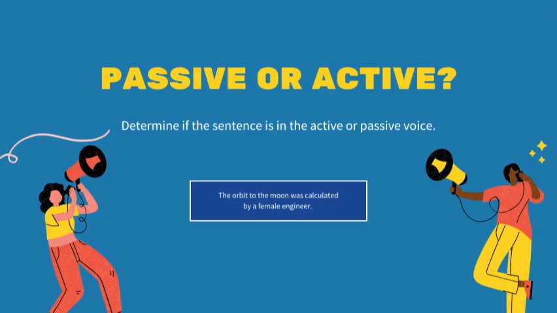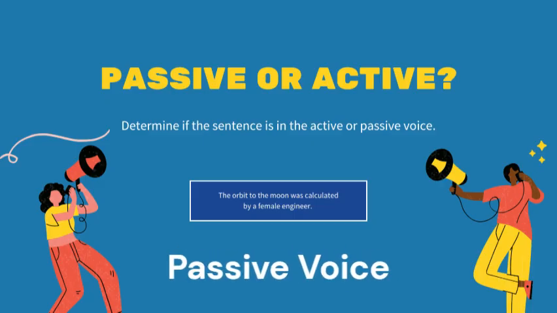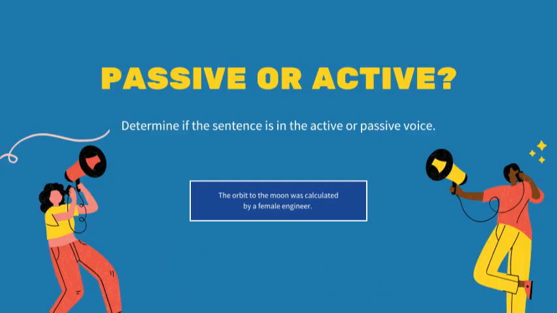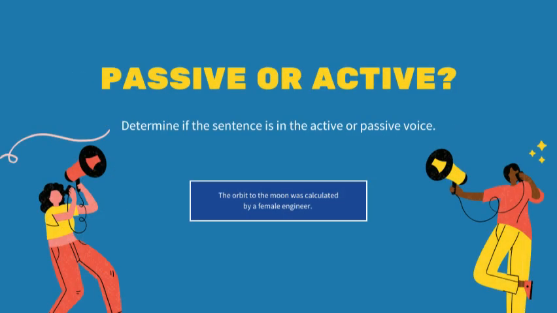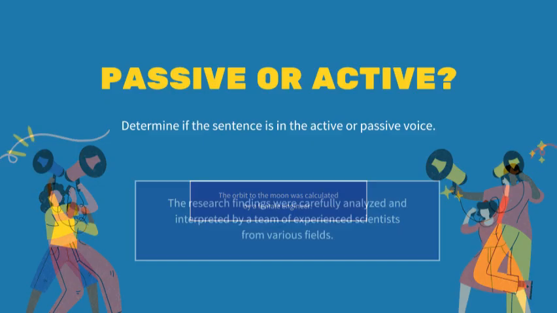Did you determine your answer, active or passive? Good. Let's move on. So the sentence was in the passive voice. To fix it, you needed to rearrange the sentence a bit. A female engineer calculated the orbit to the moon, as opposed to the orbit to the moon was calculated by a female engineer. Good. Let's look at this one.